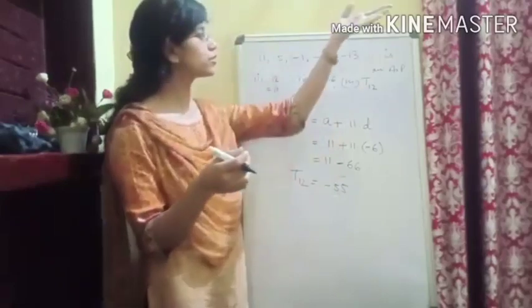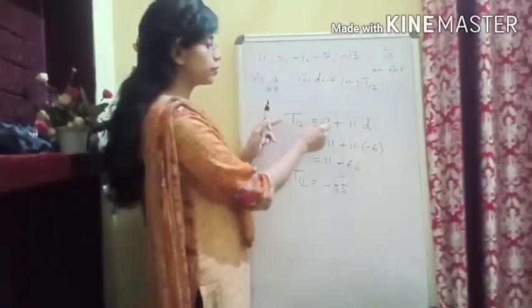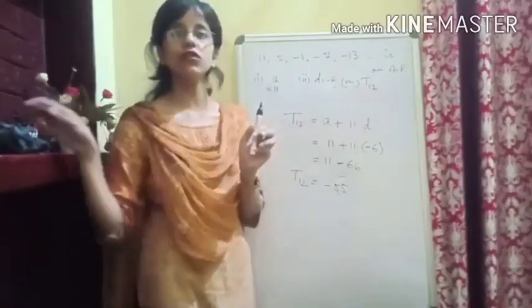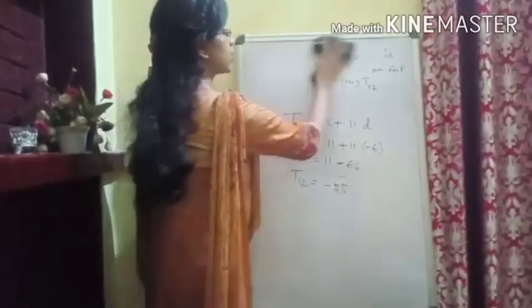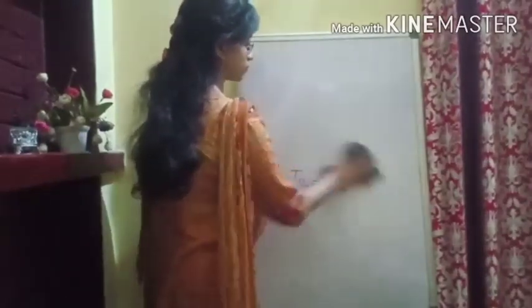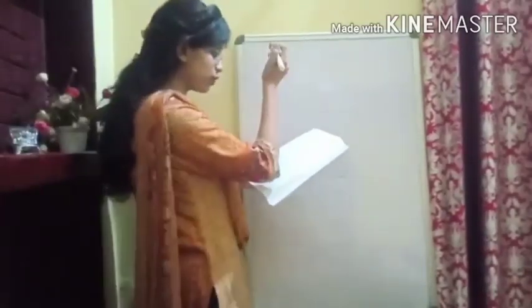Likewise, you can calculate the 100th term of this sequence. That T100 would be A plus n minus 1 into D. So this is how we are solving the question. Let us take another question. Okay, so one more question.